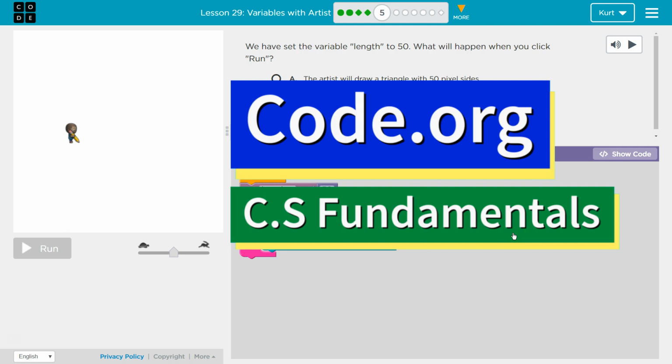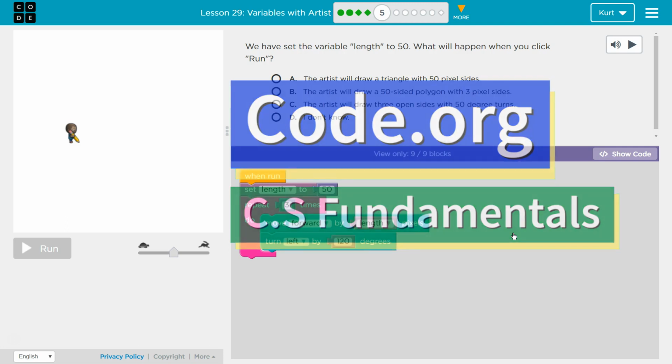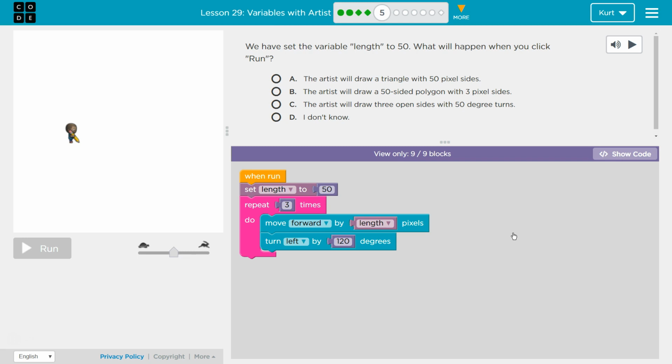This is Code.org. I'm currently working on CS Fundamentals. We have set the variable length to 50. What will happen when you click Run?